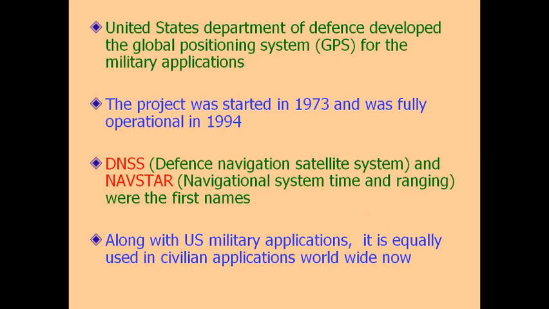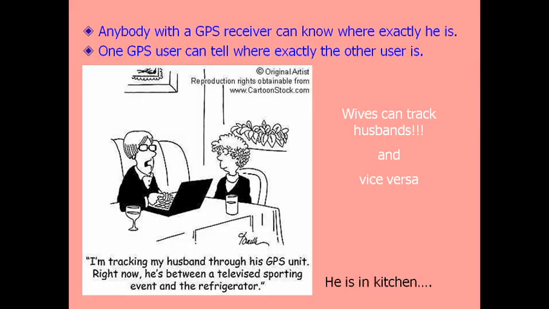Along with the US military applications, now this service of the Global Positioning System is available for civilian applications. Not only in the US, they have given access to this GPS to other countries also. So GPS is currently used worldwide. As I told you earlier, the primary use of the GPS or any satellite navigation system is to locate yourself. So if you have a GPS receiver with you, you will be able to know where you are. You can know the longitude and latitude of the position where you are located.